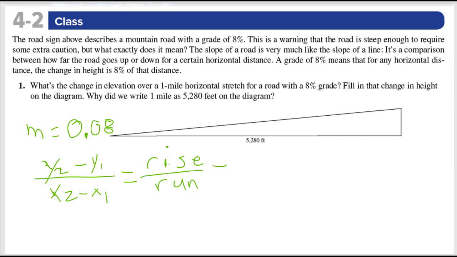And in this case, we know our run is 5,280. And we are looking for our rise. I was trying to call it x like we do in our equations, because I'm going to solve an equation. I'm going to call it r for rise. Let's just call it y. And then we'll solve for that equation. So we know that has to be 0.08.